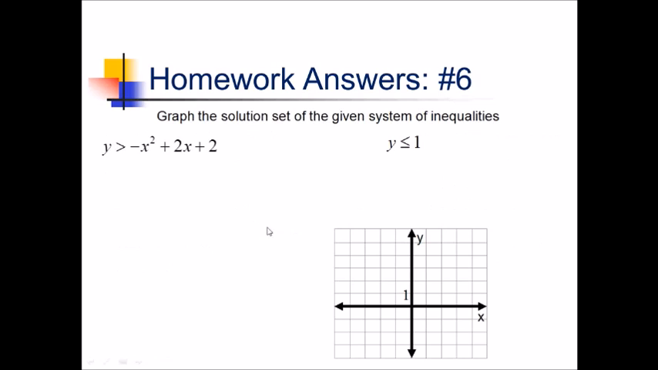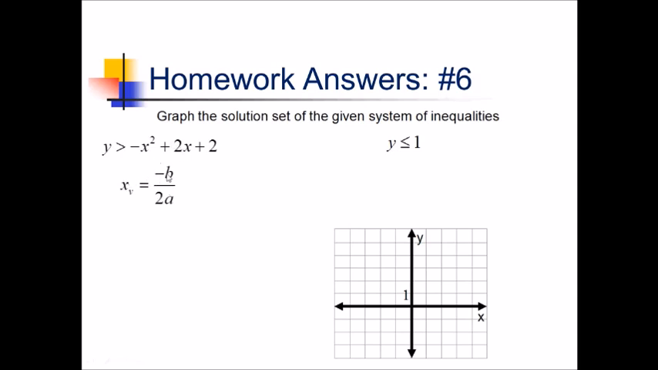For number 4, we have to graph this solution set with the parabola and a horizontal line. Let's do the parabola first. And on this parabola, we're going to have open dots and dashed lines because there's no equals. So let's find our vertex. Negative b over 2a will help us find that. That'll be the x value of our vertex.